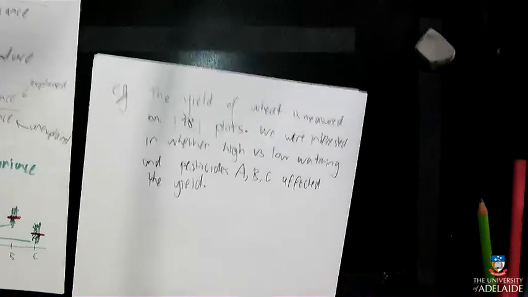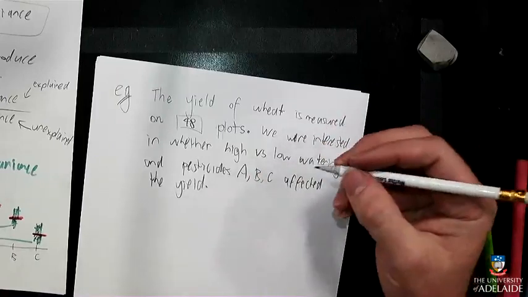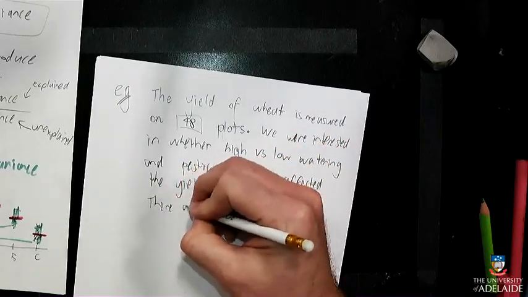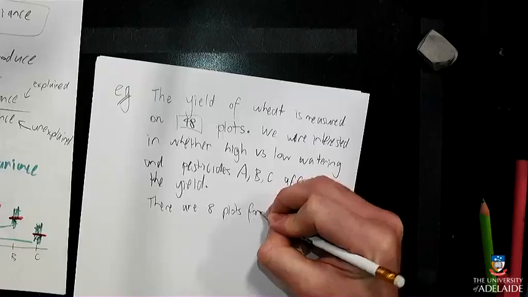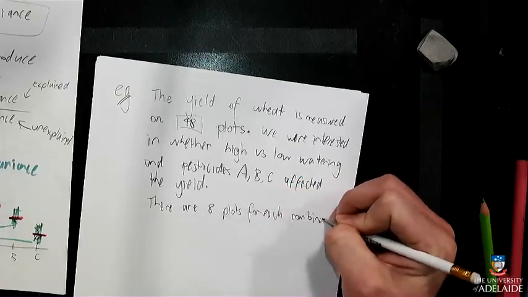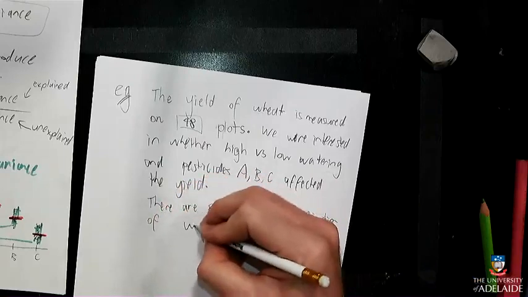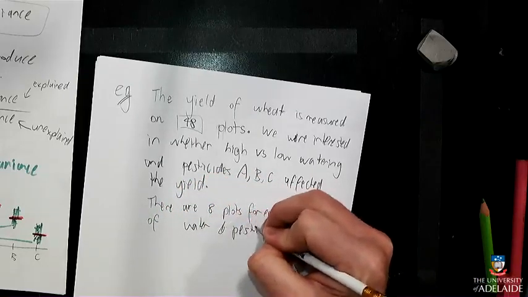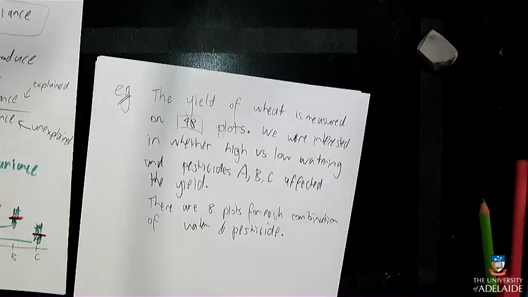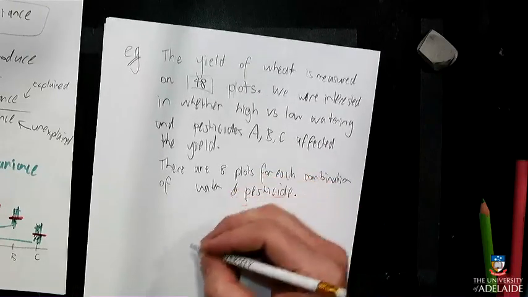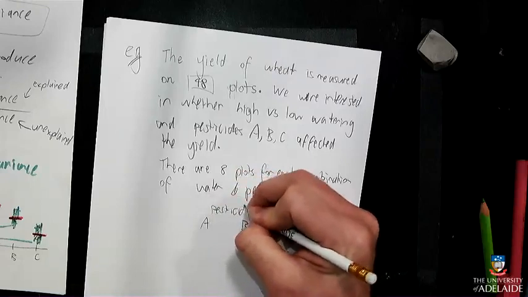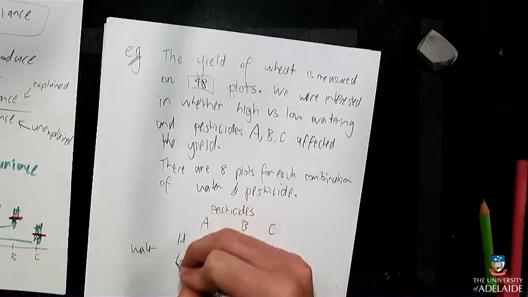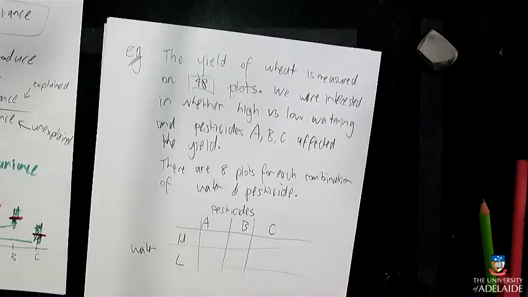So the idea, there are 8 plots for each combination of water and pesticide. So this is a two-way ANOVA situation. And so the idea is that we have pesticides A, B, and C, and water high and low, and there's 6 different combinations, and there's 8 bits of data for each of these.